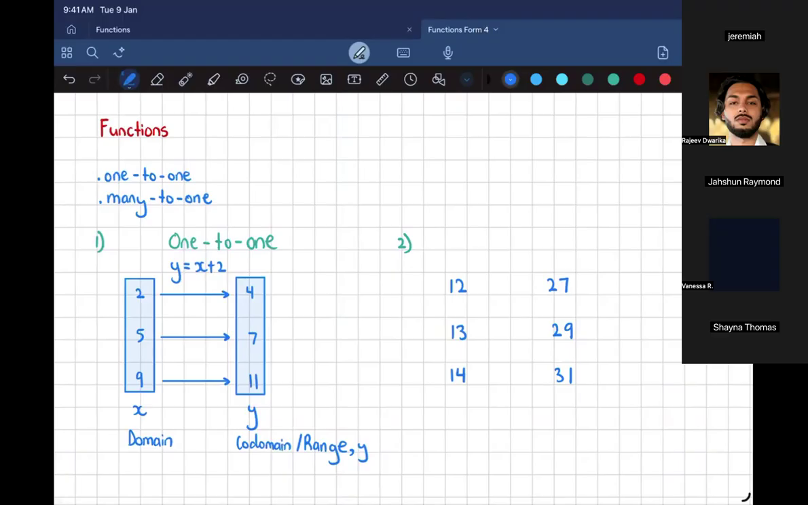So I'll give you a hint, right? You have to multiply 12 by something and then add something to it. Okay, I understand it. So you multiply by 2, and then add 3. Okay, yes.